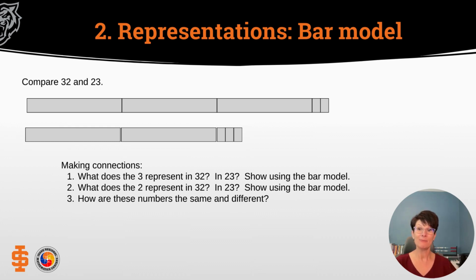We could also use the bar model to make connections between notation and the units 10 and 1. Pause here and consider these 3 questions.